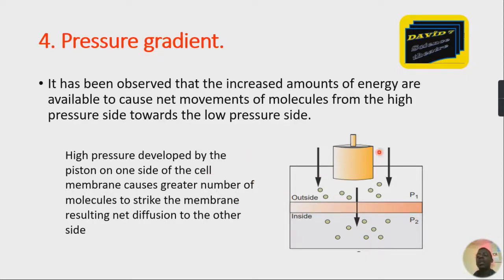If you apply more pressure with the piston on the outside of the membrane, more molecules move towards the inside of the cell, or across the membrane, due to the pressure gradient created. They will move from a region of high pressure to a region of low pressure. The high pressure developed by the piston on one side of the membrane causes a greater number of molecules to strike this membrane, which results in net diffusion to this side of the membrane, the inside.